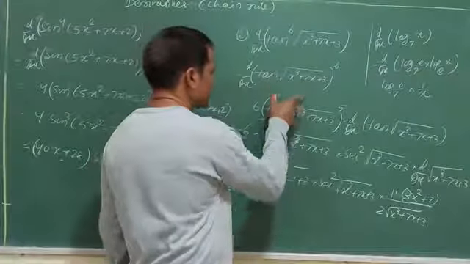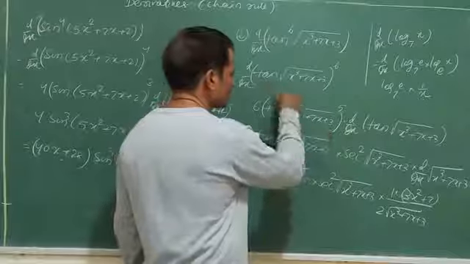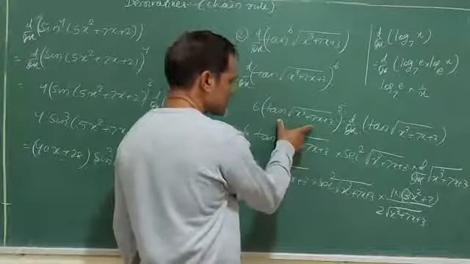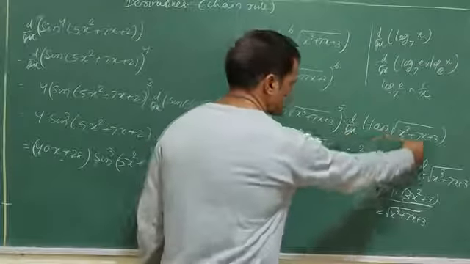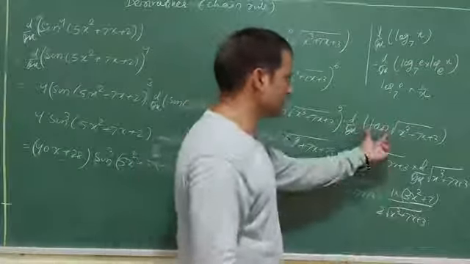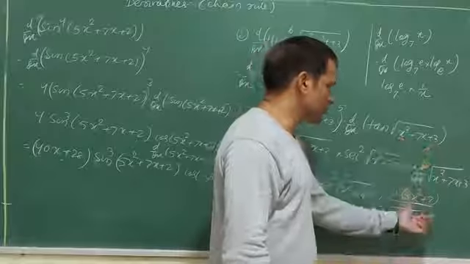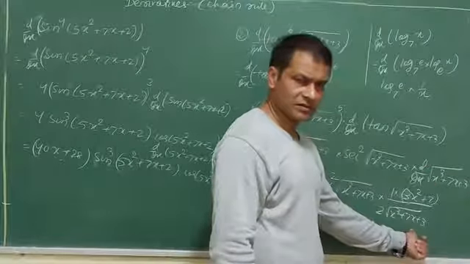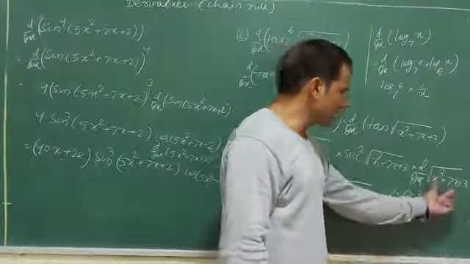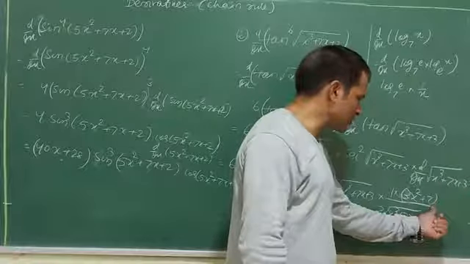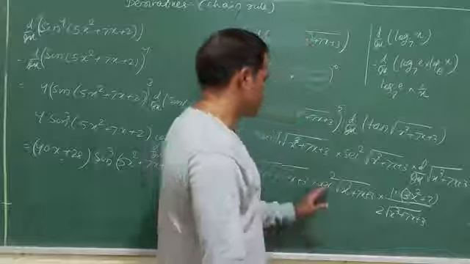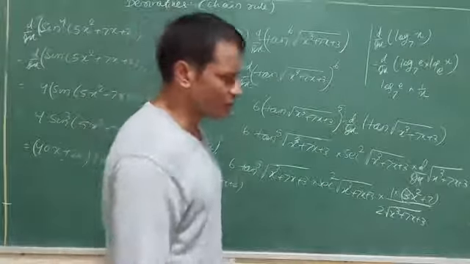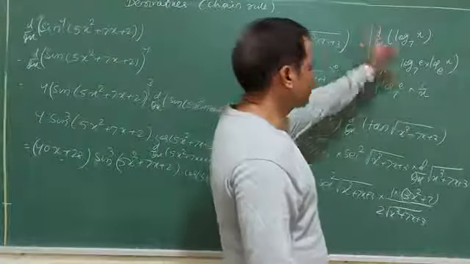So x to the power 6 gives 6 tan to the power 5, treating it as x. Then the derivative of tan is sec square of whatever argument is there. Then the derivative of root x is 1 by 2 root x, into the derivative of the inside, which gives me 3x square plus 7. This is the final answer. I don't know whether I have solved this question correctly. Once more you can solve it.